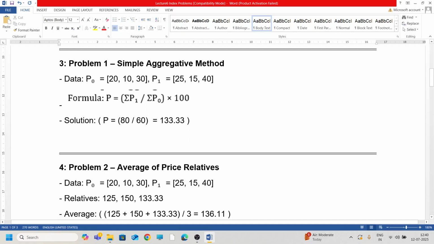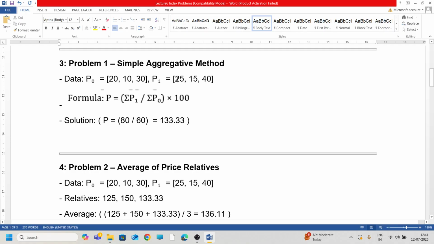Problem 1. Let's begin with the simple aggregative method. Using the provided data, we find that the overall index is 133.33, indicating a 33.33% increase in the price level. So the data given, simple aggregative method, data given P0, P1. This is the formula of simple aggregative method. We just multiply the data and add.